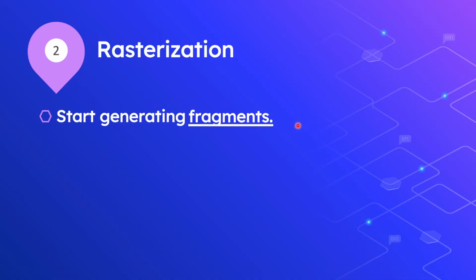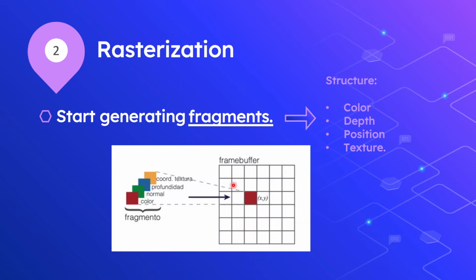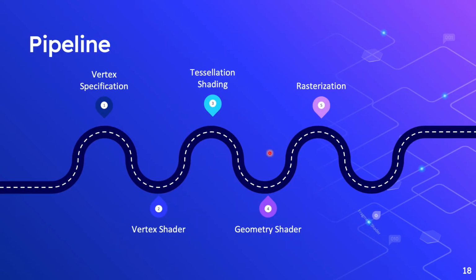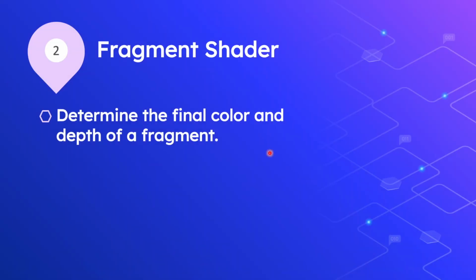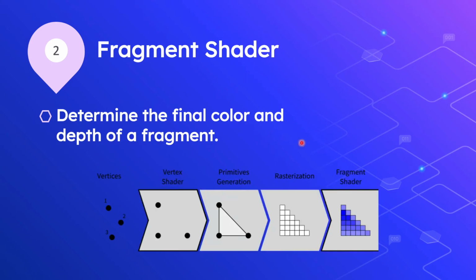In the rasterization, we start generating fragments. Fragments are structured with color, depth, position and texture. As we can see, all of these attributes are saved together in the frame buffer. Then we have the fragment shader stage. We determine the final color and depth of the fragment. Now, as we can see, we have a colored pixel.